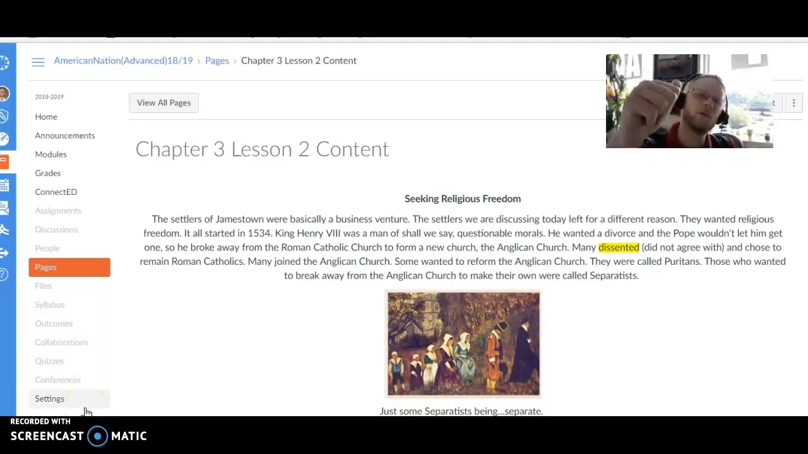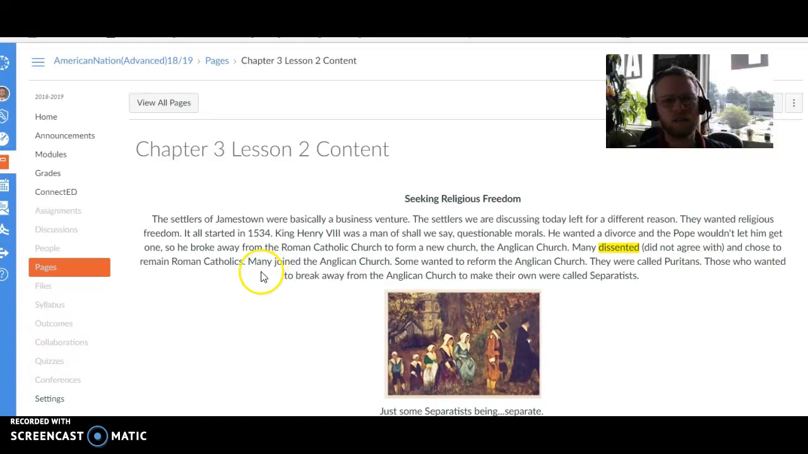Back in Lesson 1, we learned about the Roanoke colony, what happened, who knows, and then we learned about the Jamestown colony down there in Virginia, basically a money-making venture of the Virginia Company. Today, we're going to focus on the New England colonies. So let's talk about that.